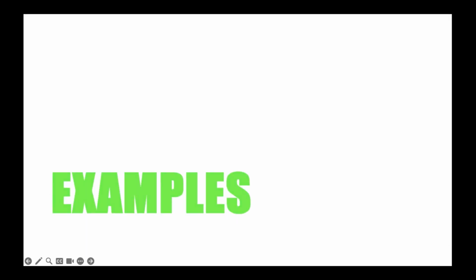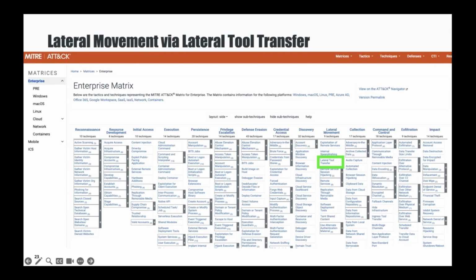Let's go back into some examples, because that's what we promised you at the beginning, right? Let's look at lateral movement. So bring up the attack matrix again. We talked about lateral movement as that tactic. Now we're going to be in a specific technique called lateral tool transfer and have a look at that one.